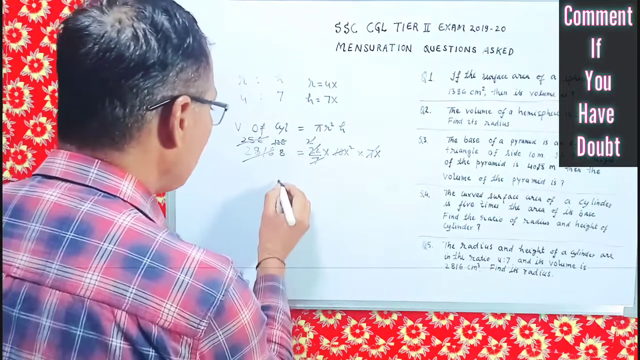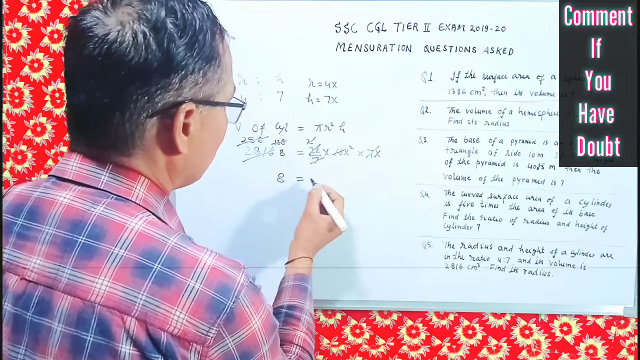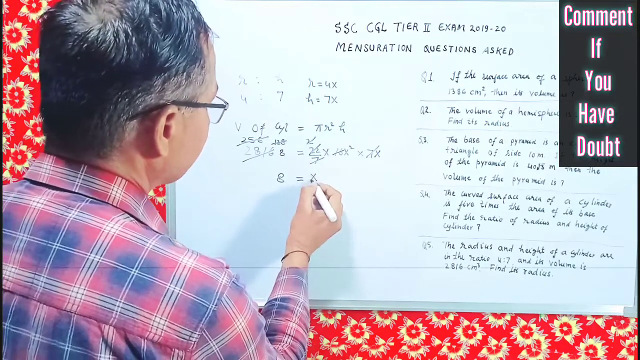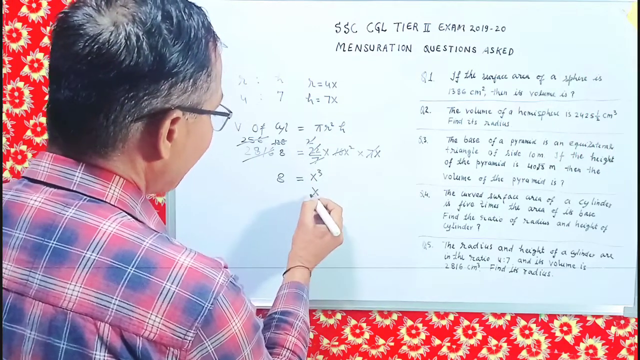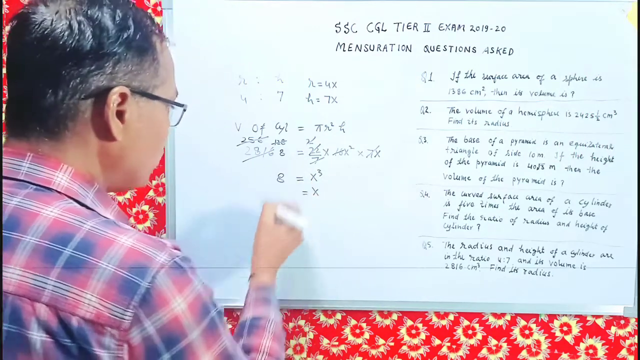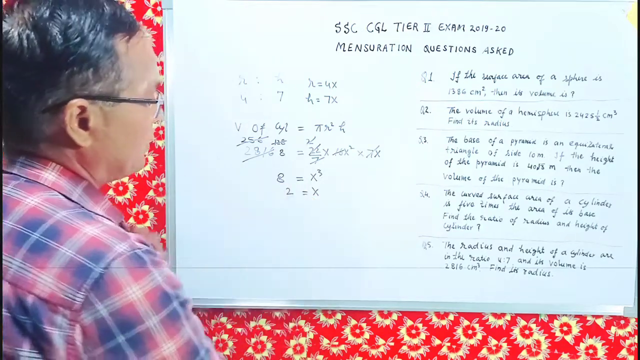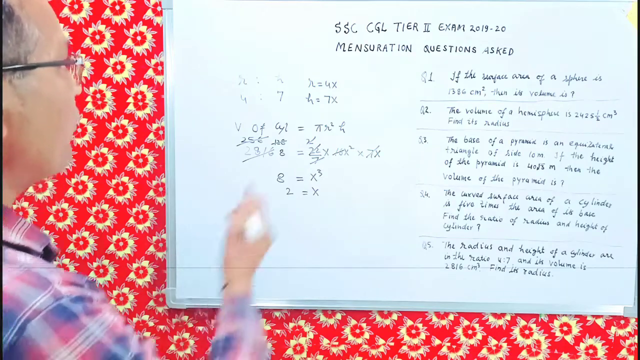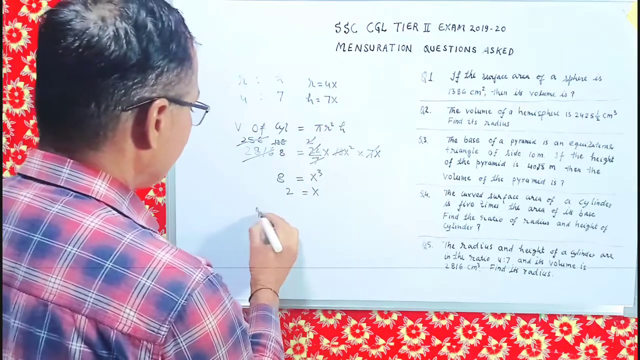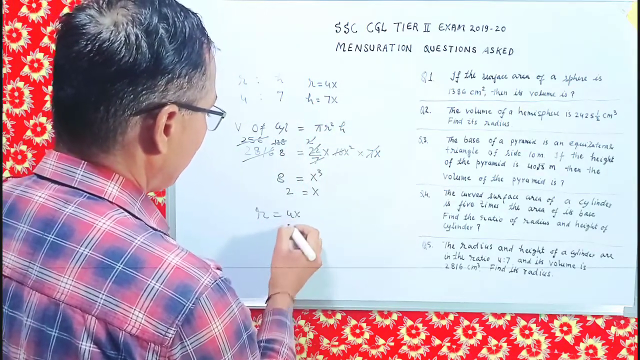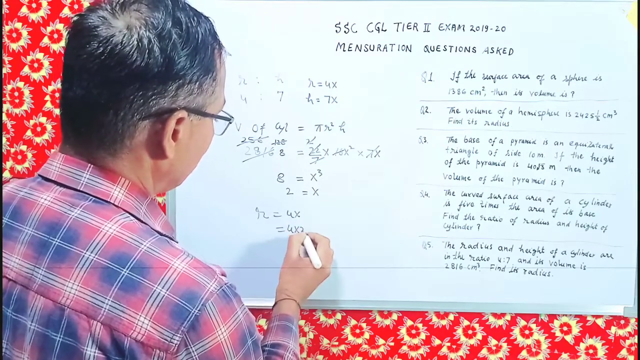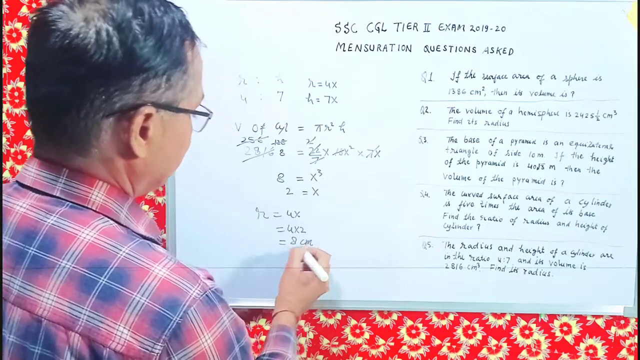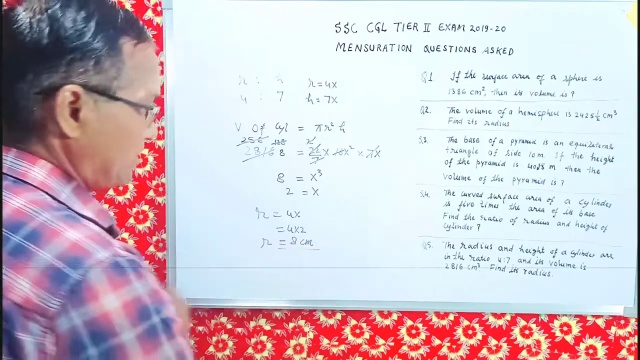So this value 8 is equal to x square into x, means x cube. So x is equal to cube root of 8, that is 2. So the value of x is found. Now we can find out the radius. Radius is equal to 4x. So 4 into 2 equal to 8 centimeter is the right answer.